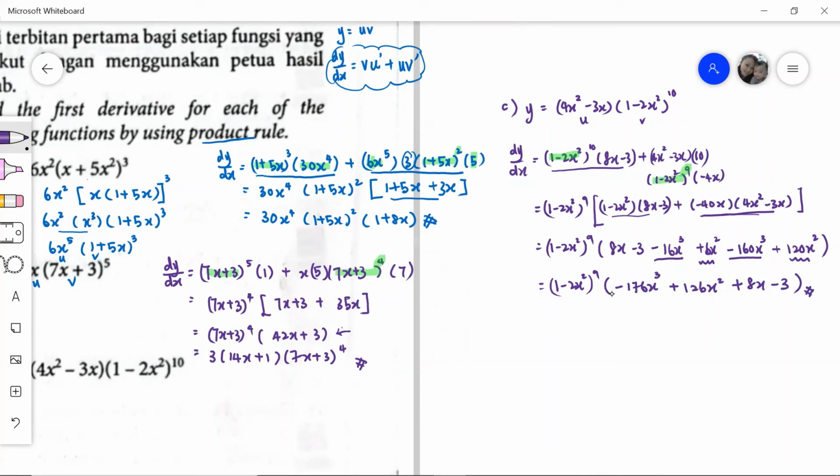If you don't like that the negative is in front, you can just factorize the negative, and then this one will become 176x cubed minus 126x squared minus 8x plus 3, but we just leave this, it's just fine. Okay, so that's it for question number 11.